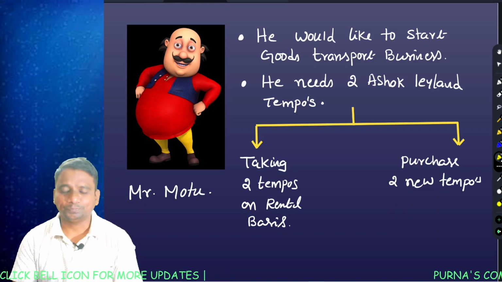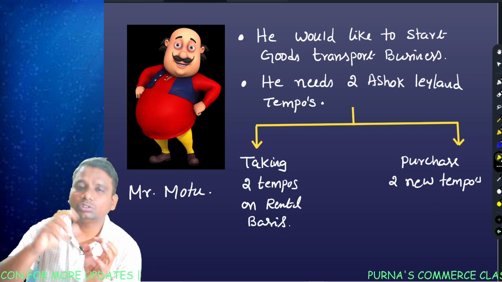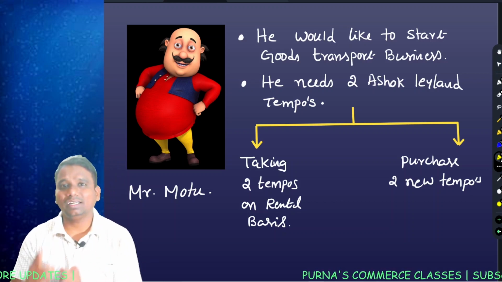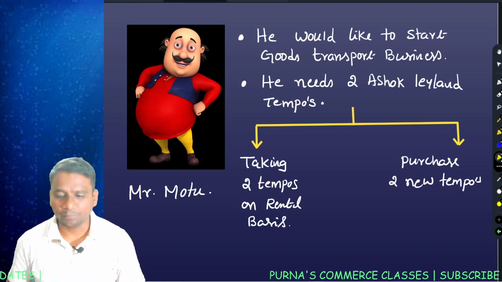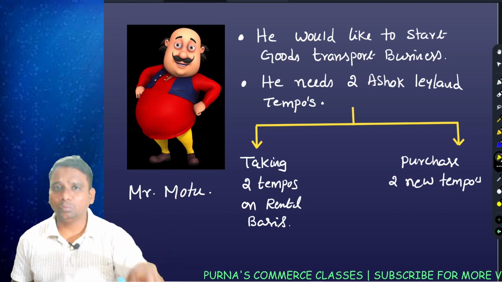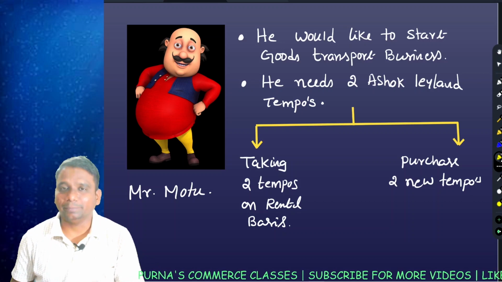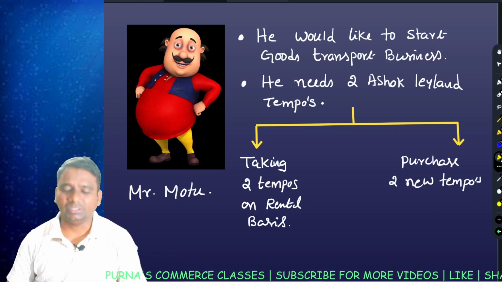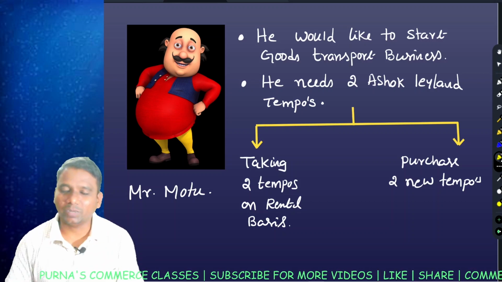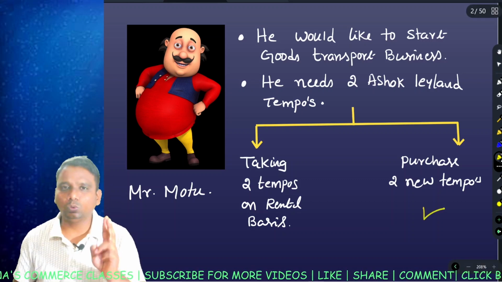Let us take Mr. Motu. Mr. Motu would like to start a goods transport business. For that he needs Ashok Leyland tempos, trucks, vehicles. Now he has two options. First one, he may take these things on rental basis instead of buying them. And second option, he has to buy the new vehicles. He has chosen the second option to buy two new tempos.